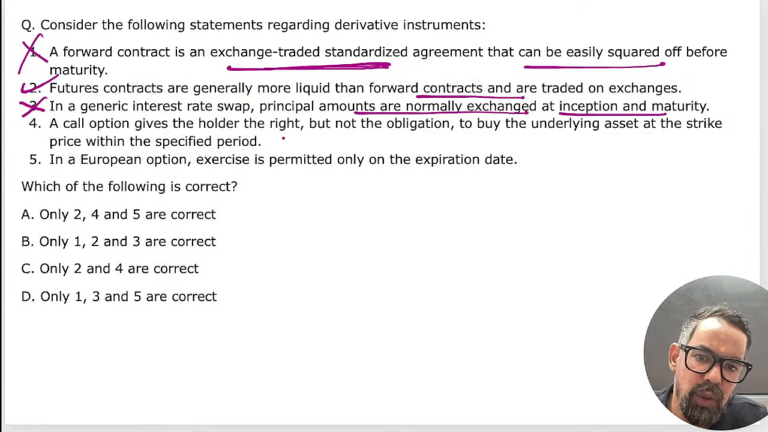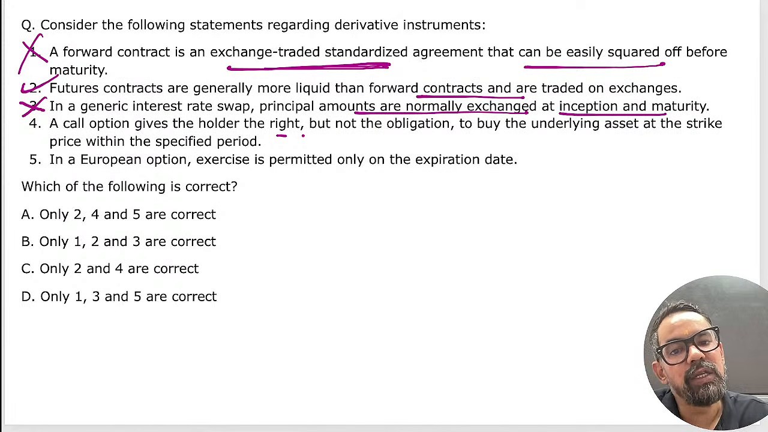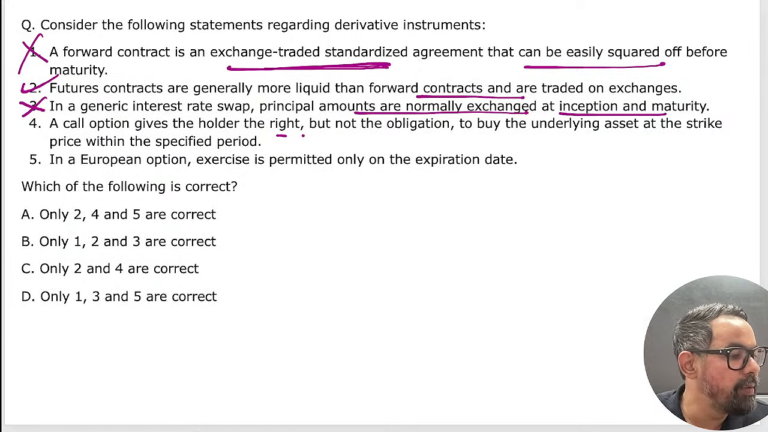A call option gives the holder the right, but not an obligation, to buy the underlying asset at a strike price within a specified period. European option exercise is permitted only on the expiration date. Yes, true. So 2, 4, 5 means option A will be the right answer for this particular question. Very good, guys. So the option slide is not getting changed.